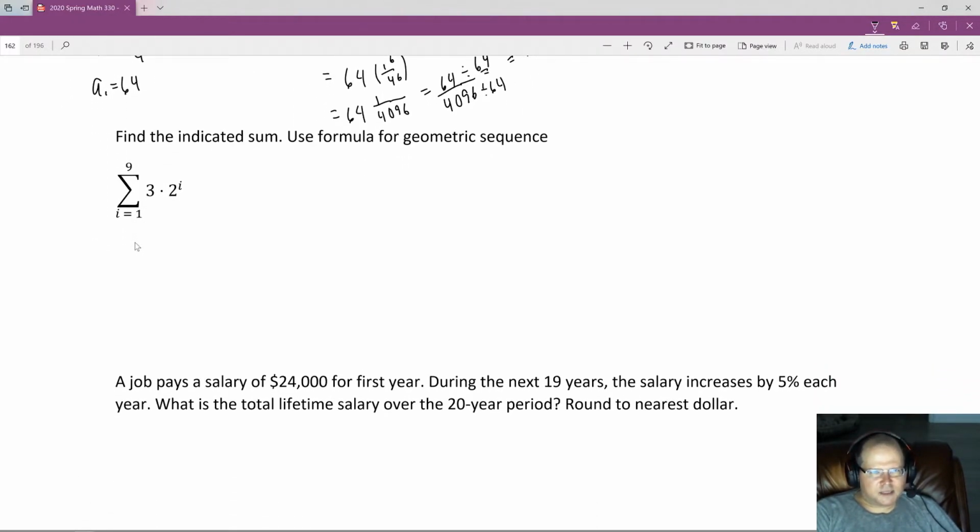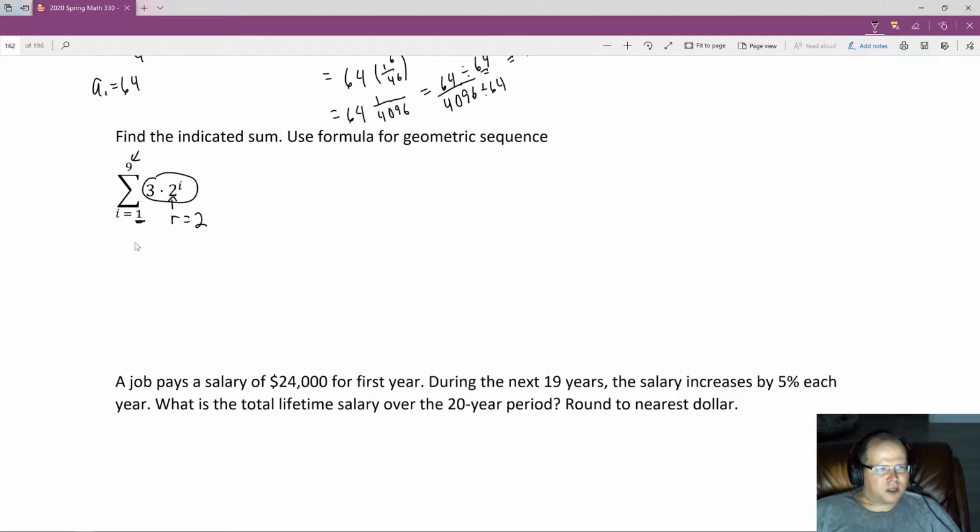Find the indicated sum. Use the formula for the geometric sequence. Okay, so what they're saying is they want you to start at 1 and end at 9, and this right here is your geometric sequence. So the 2 must be your ratio. In this case, r is equal to 2.